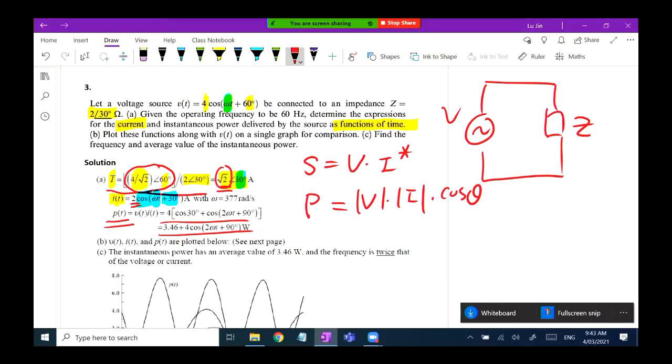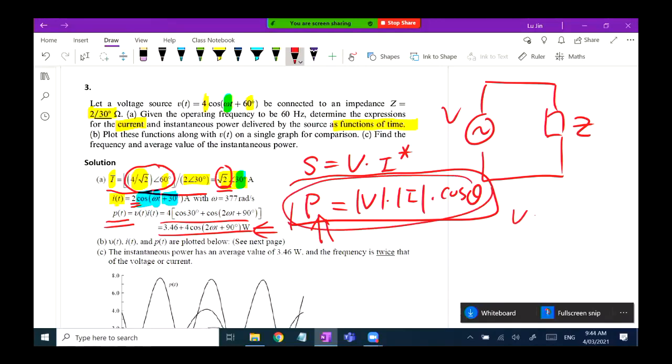But after you finish this calculation, you will get a single number rather than this function. The reason is, so guys, bear that in mind, important: if you are using such a formula to do the calculation, this P is actually the average power rather than the instantaneous power. So I highly suggest you do the calculation using this formula, because in the future you are going to use this one. After you finish, you will get a single value.